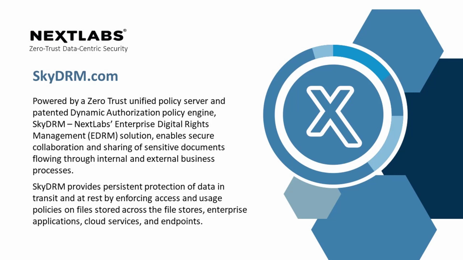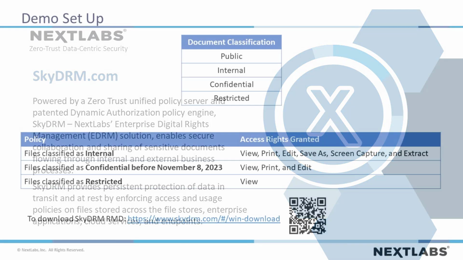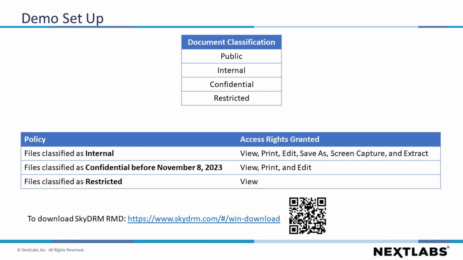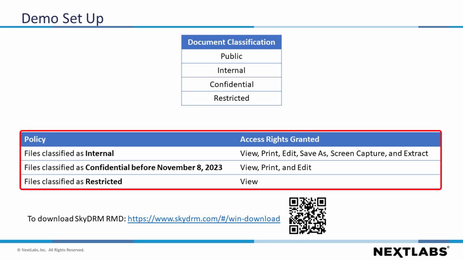In this demonstration, we will cover the features of SkyDRM Rights Management Desktop (RMD) and SkyDRM Web Applications. Here is the demo setup. The document classification has 4 labels: public, internal, confidential, and restricted. These are policies created for the demo.